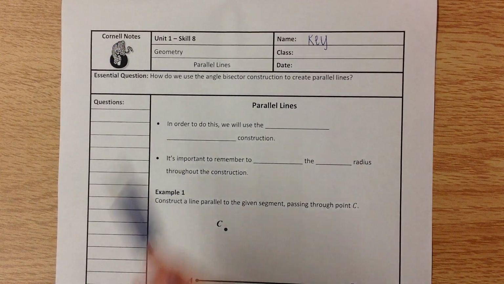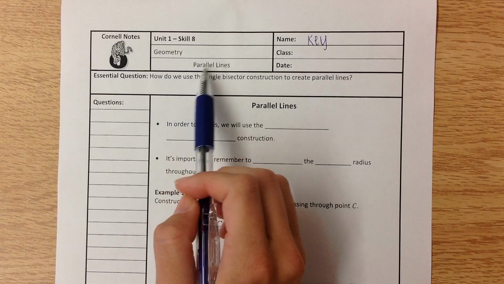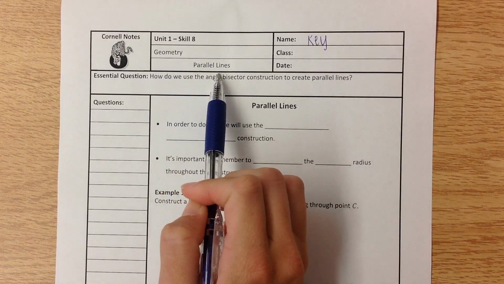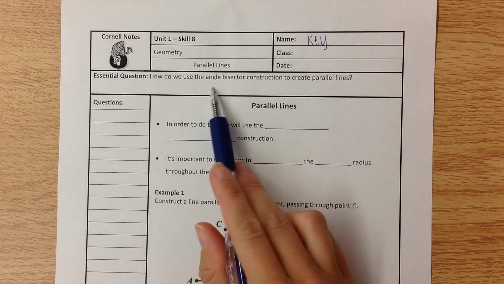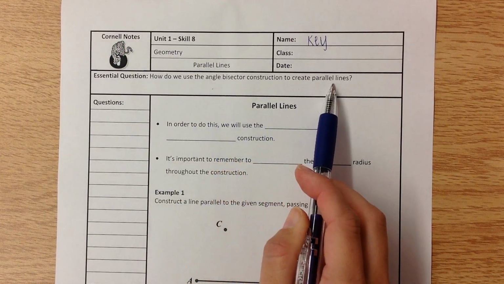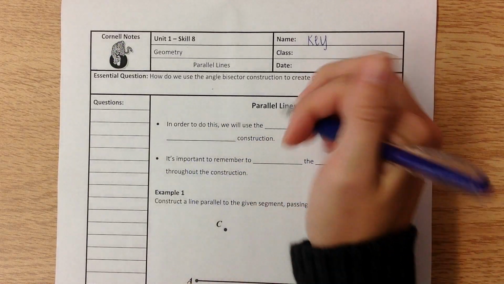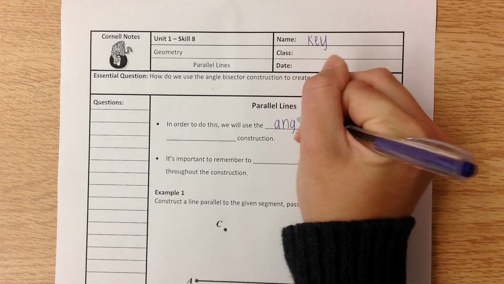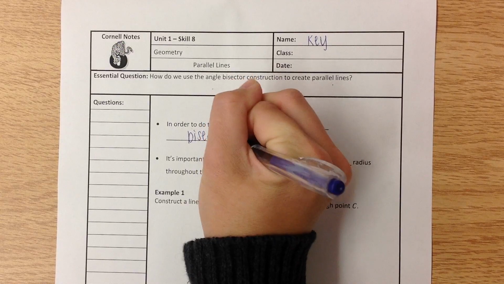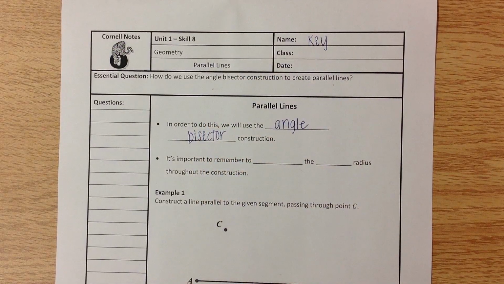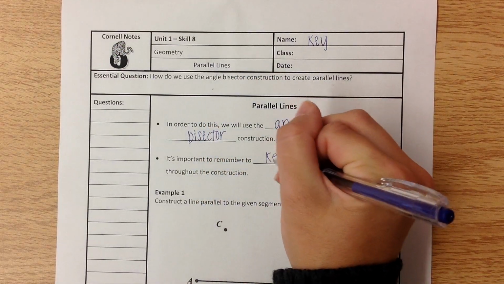This is Ms. DeLoss. We're looking at Unit 1, Skill 8. This time we're talking about parallel lines. And we're going to actually refer back to a previous skill, the angle bisector construction, to create those parallel lines. So in order to do this, we will use the angle bisector construction. It's important to remember to keep the same radius.